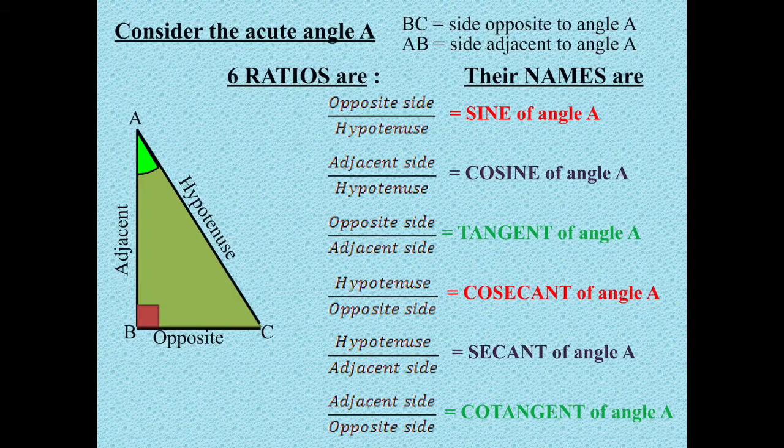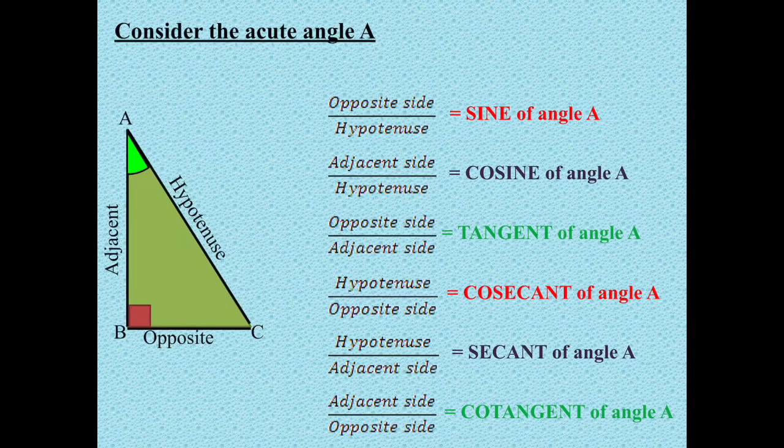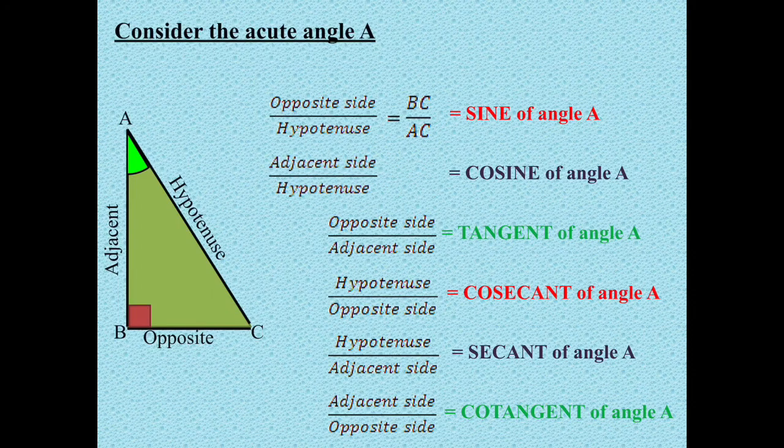Now, if we wish to write these ratios for the triangle ABC, we can use the names of the sides or their values if given as follows. So, the opposite side upon hypotenuse can be written as BC upon AC. Similarly, adjacent side upon hypotenuse can be written as AB upon AC, and so on for rest of the ratios.